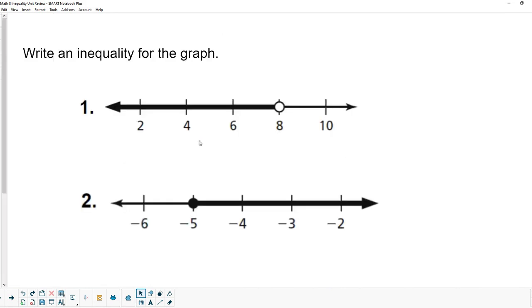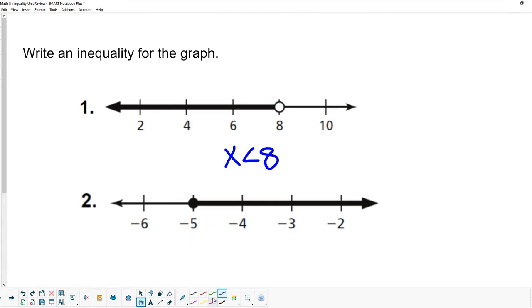So we could look at a graph. We could actually write an inequality for a graph. In this case, this graph would be the graph of x is less than 8. I know it's less than 8 because this arrow points to the left of 8, but it doesn't include 8, and the circle is not colored in, so this just means anything less than 8.